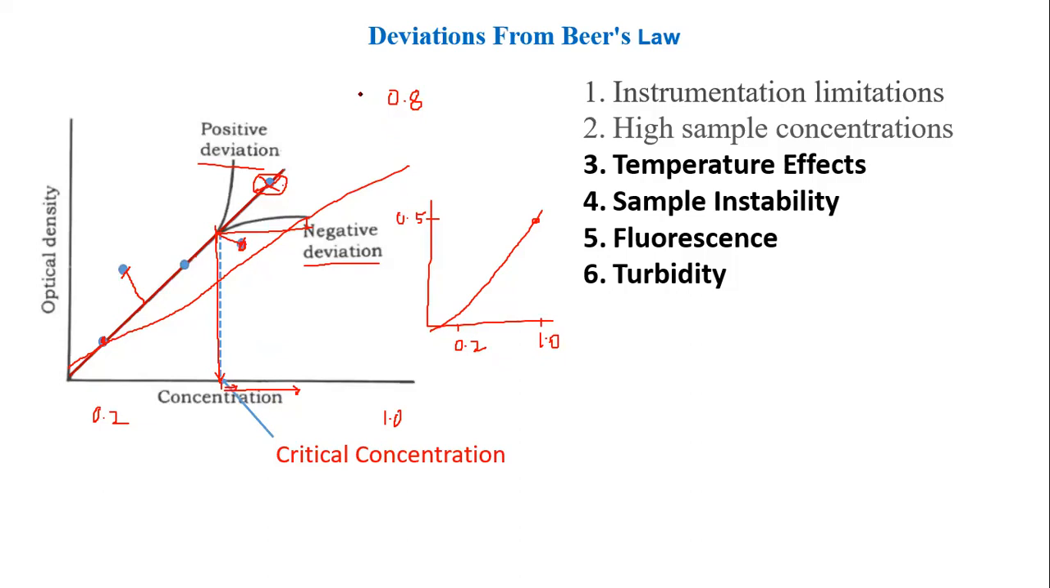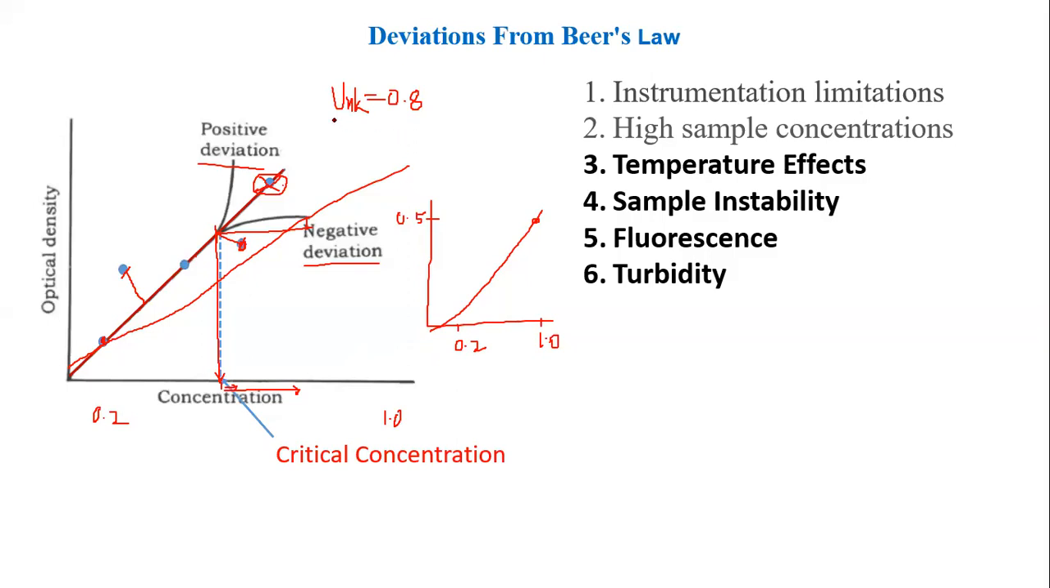Say your unknown gives you an OD of 0.8, which is much beyond the maximum OD that you can get by the maximum concentration of the standard. So the unknown OD is this. And you need to find out what's the concentration of unknown. How do you do it? So we can't find. Okay. But if you can find out, how can you find it out?